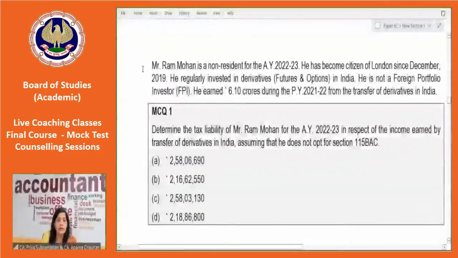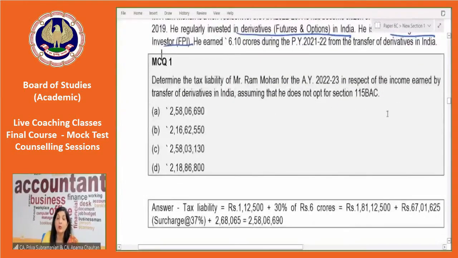Now we are moving to the next facts. Mr. Ram Mohan is a non-resident for the assessment year 22-23. He has become a citizen of London since December 2019. He regularly invested in derivatives in India, and he is not a foreign portfolio investor. He earned 6.10 crores during the previous year 21-22 from the transfer of derivatives in India.